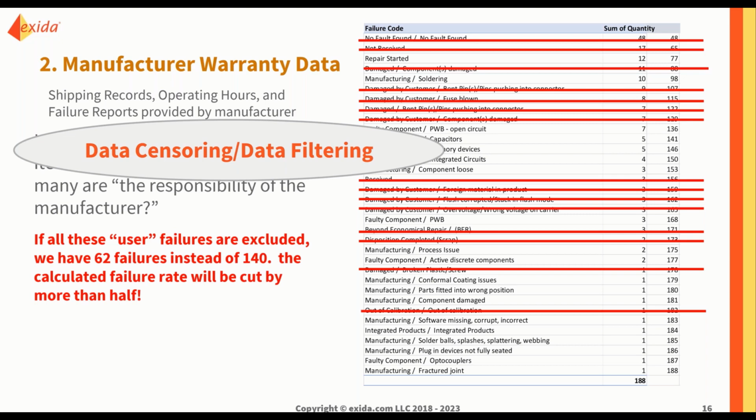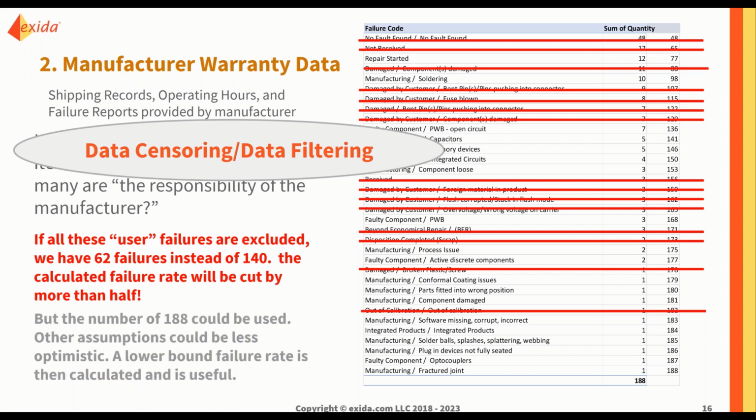In this case, if all those failures were excluded, I would have a number of 62 failures instead of 140, 62 instead of 188. That's roughly 1/3 the failure rate. And I haven't even thought about the assumptions of how many units are returned, what percentage is returned, and what are the real operating hours. So it's more likely that the result of this is an order of magnitude less than reality. So in general, this is a method that is not credible.